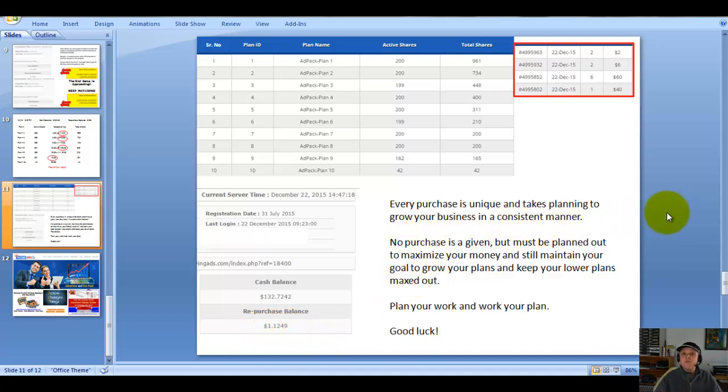So every purchase is unique. It takes planning to grow your business in a consistent manner. No purchase is a given. You shouldn't just come in and make the purchase unless you've only got a very small amount of money. They should all be planned out to maximize your money and still maintain your goal to grow your plans and keep your lower plans maxed out. It's a balance. I keep saying that over and over again. It's a balance between growing at the top levels and keeping the lower levels maxed out. So plan your work and work your plan, and good luck to you.